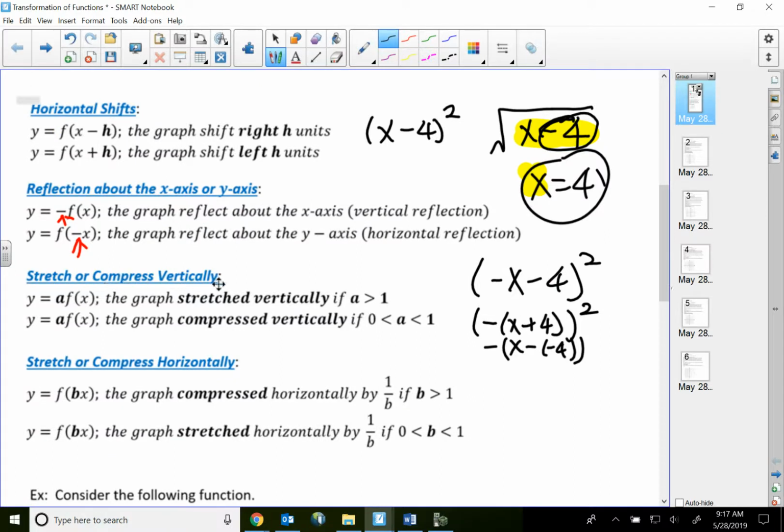Stretch or compress vertically. So that's the numerical value, the numerical value on the leading term. If a is bigger than 1, if my leading coefficient is greater than 1, I will actually stretch vertically. If it's between 0 and 1, we talked about this before, if it's like a proper fraction, it will actually compress vertically.